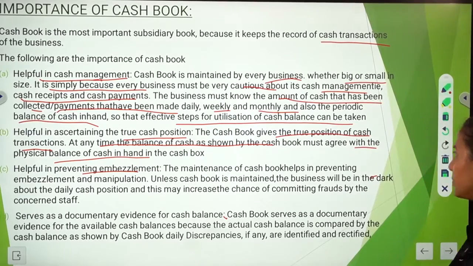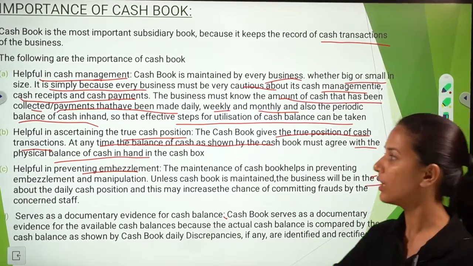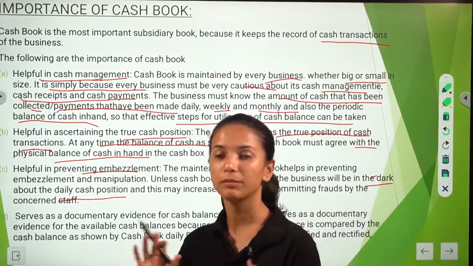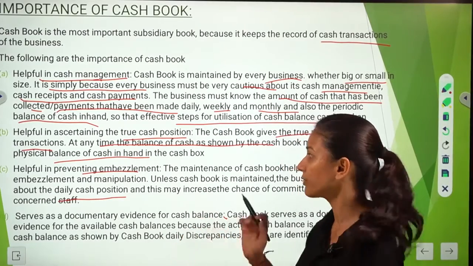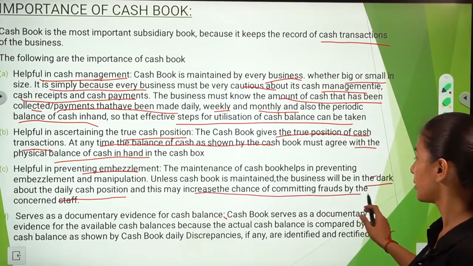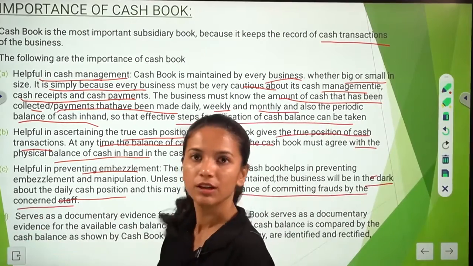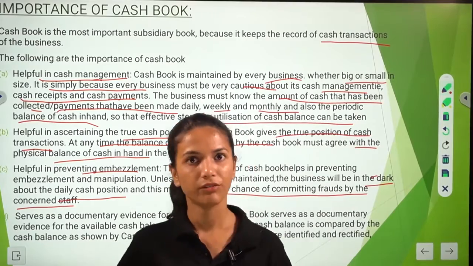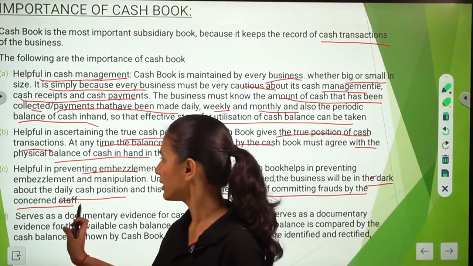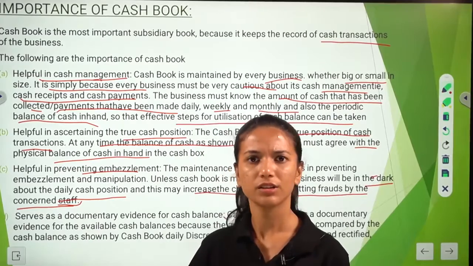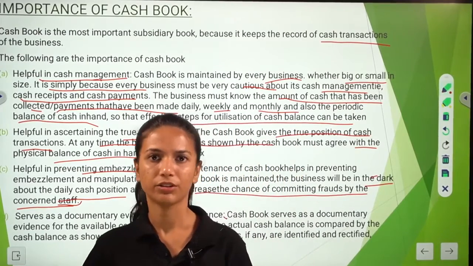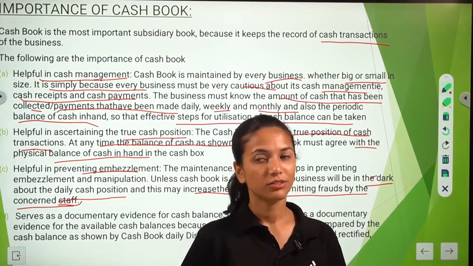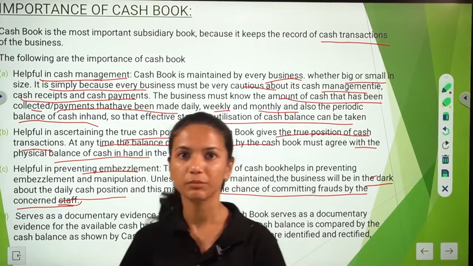Unless the cash book is maintained, the business will be in the dark about the daily cash position. The business will be in the dark means the business will not be able to know its daily position of cash, and this may increase the chance of fraud by the concerned staff. If there is no record of whatever cash balance your business is having on a daily basis, then the staff will think that there is no record for such cash, so we can take out some money, let's have a lunch with this money, let's go buy something, right? That can be done by any staff.